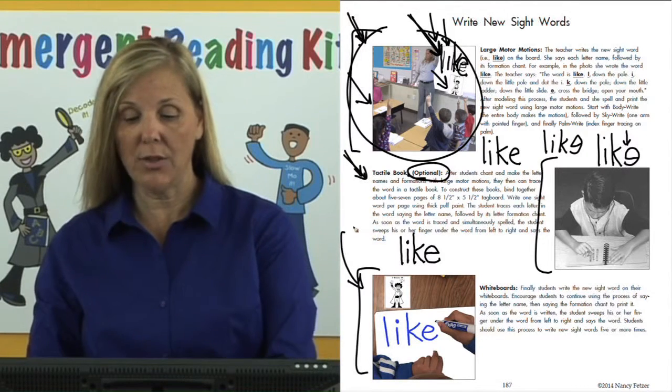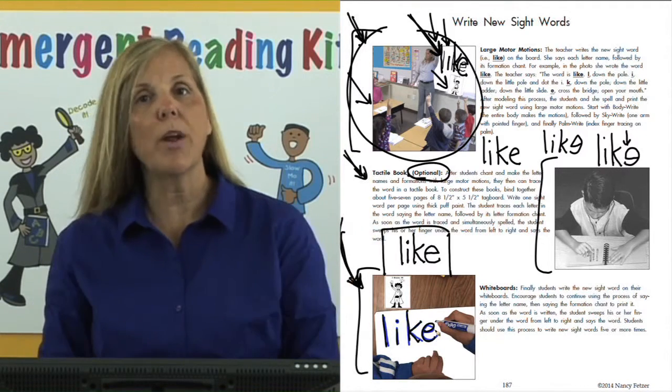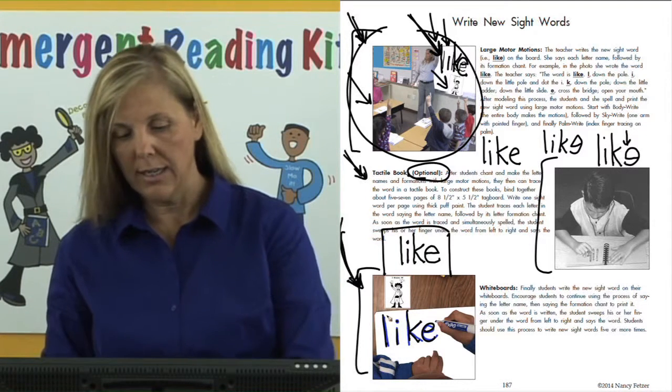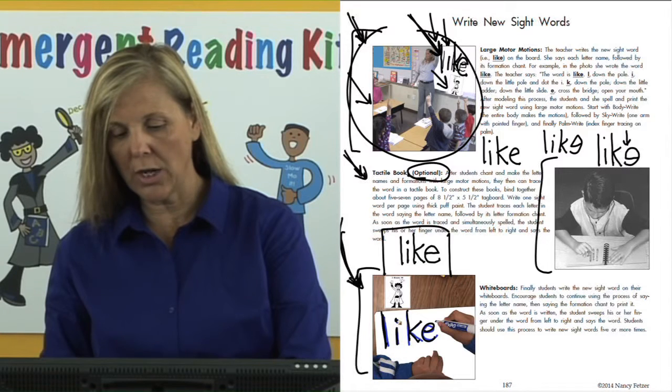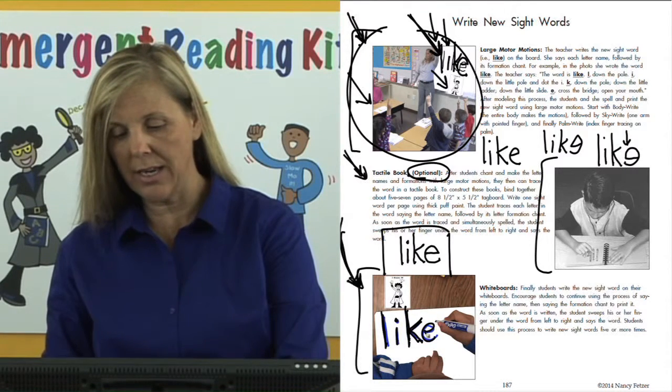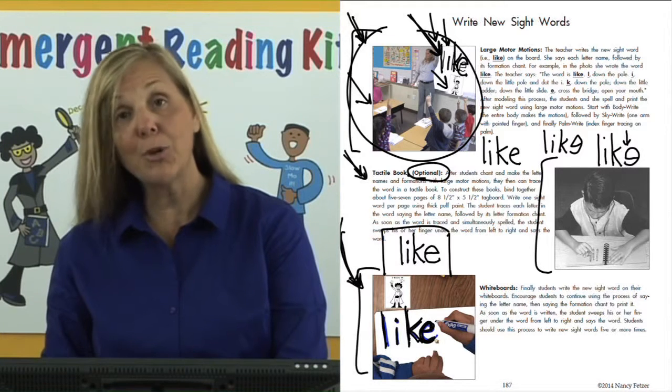Finally, the last activity on this page is the whiteboard. They say the letter chant. First they'll go like: down the pole, down the little pole, dot the I. Down the pole, down the ladder, down the slide, cross the bridge, open your mouth.